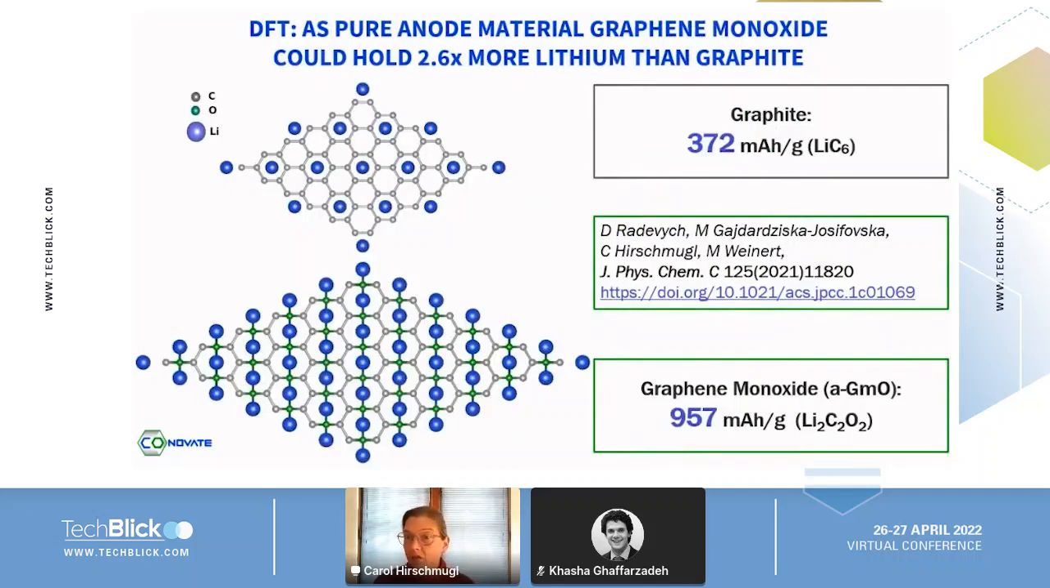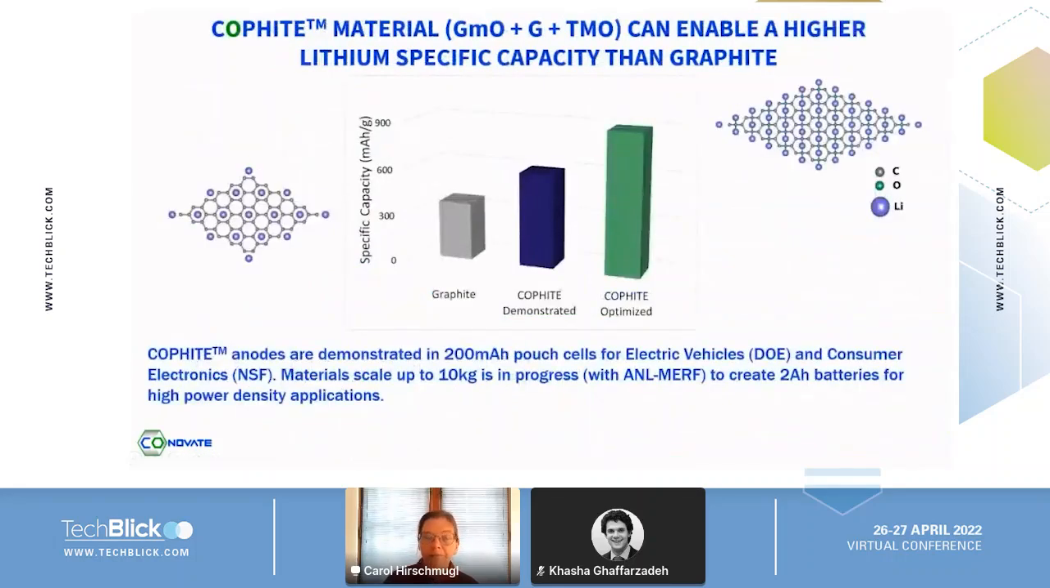So if we think about the lithiation of graphite, we're all familiar that it has a predicted 372 milliamp hour per gram lithiation. And if we look at that lithiation in a top view, we can see that the lithium occupies every other carbon hexagon. But when you look at the lithiation that's predicted for our graphene monoxide material from DFT calculations, the full lithiation is actually a 1-to-1 ratio of lithium to carbon to oxygen, and it calculates to 957 milliamp hour per gram. And this is all highlighted in this article here that's stated. So that leads to a higher capacity.